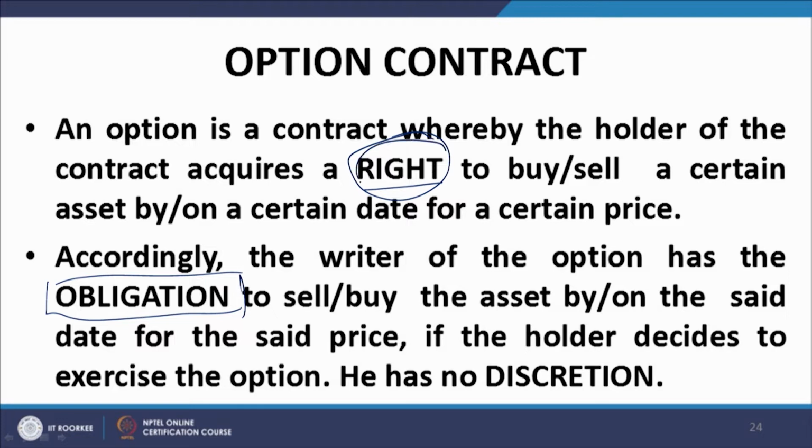Here we have an obligation to sell or buy the asset by or on the said date at the said price, if the holder decides to exercise the option. So, this is another catch: if the holder decides to exercise the option. The choice, the discretion, the privilege is with the holder of the option, whether he wants to exercise the option or he does not want to exercise the option.